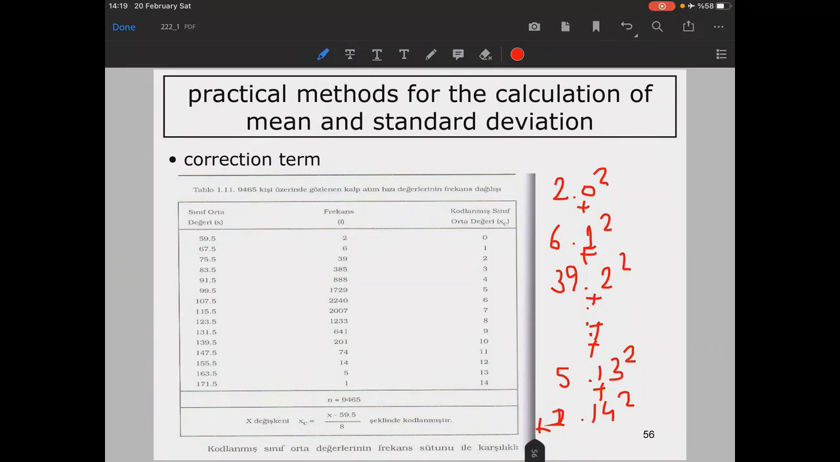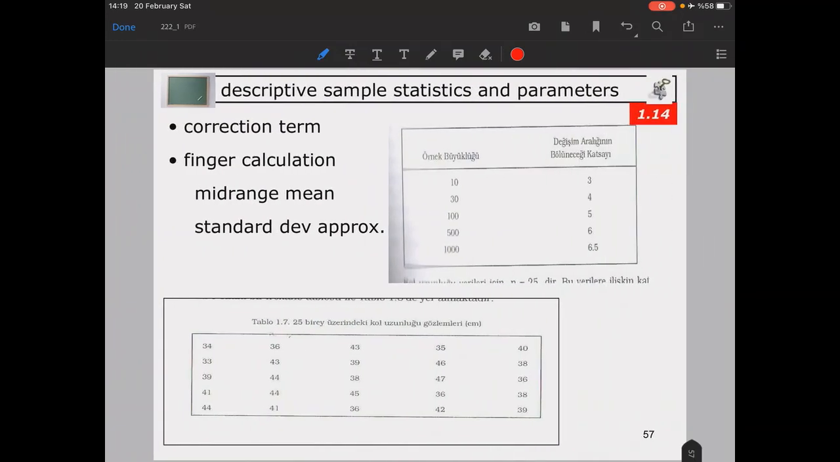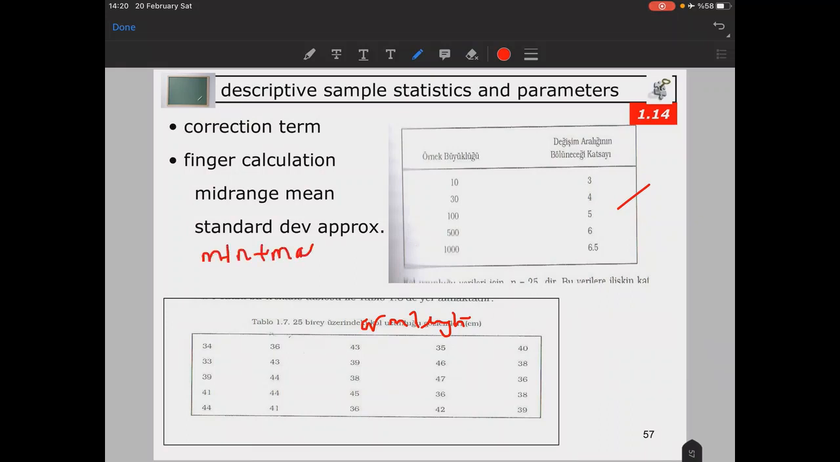Okay. Do you want to make the calculations even easier? Yes, so we also have some methods for this, which is called the finger calculation method. It's pretty blunt, but it works. We calculate the mean, the arithmetic mean, by mid-range and the standard deviation with the help of this table. We will use the arm length example that we discussed before in this chapter. The mid-range is pretty straightforward, okay? You take the minimum value plus the maximum value in the data set divided by 2.